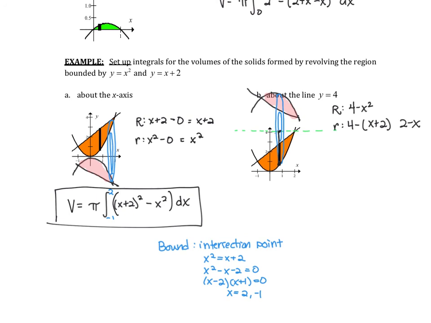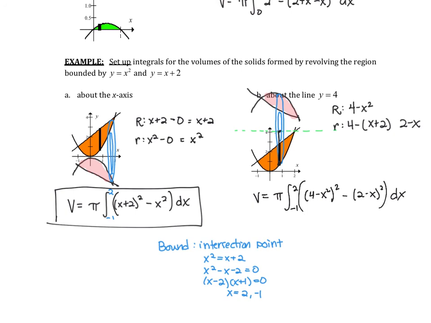And when we go to set up this formula, we would get the volume equals pi, the integral from negative 1 to 2. The bounds haven't changed. Then we're going to do capital R squared, so 4 minus x squared, squared, minus my little r, which is 2 minus x, squared, and this is with respect to x, so dx.